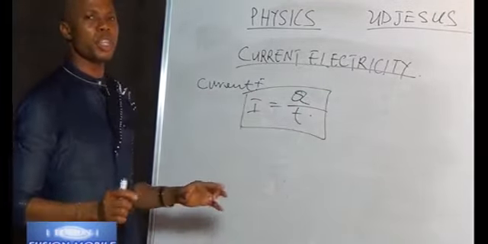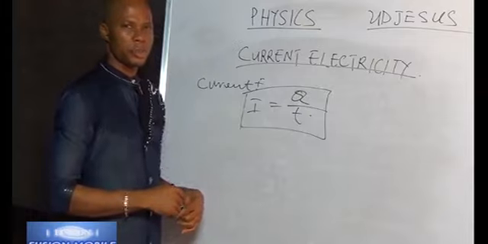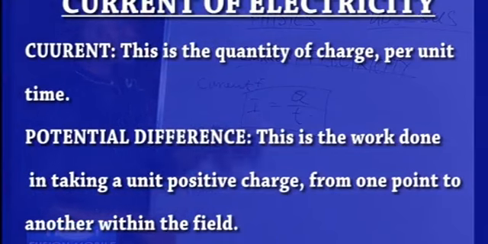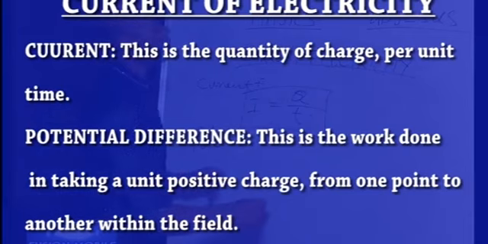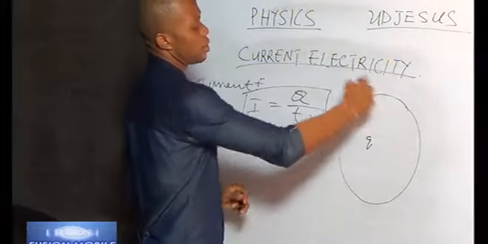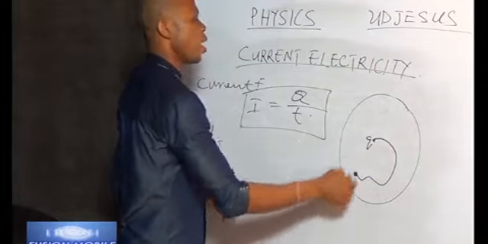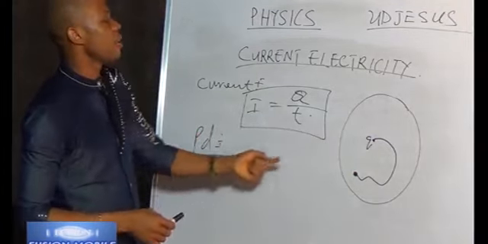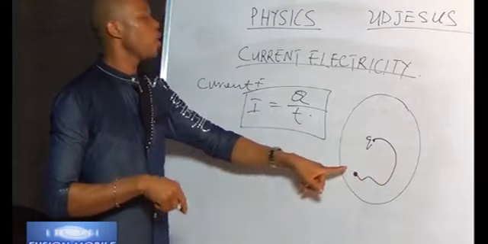Then the second one is the potential difference, which in another way we call the voltage. PD, potential difference. This is the work done in taking a unit positive charge from one point to another within the field. For example, if I have this to be a field and I have a charge here, if I'm able to take this charge from this point to somewhere here within the field of the charge, we say that I have undergone what we call potential difference, which is the work done in taking this charge from a point in the field to another point in the field.